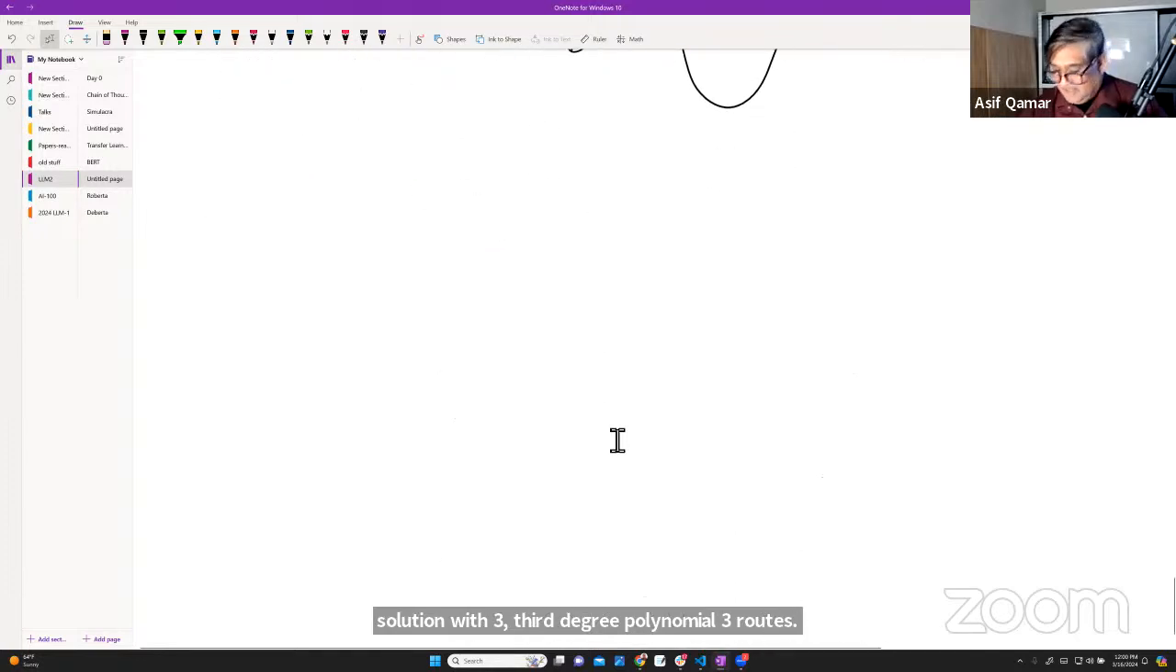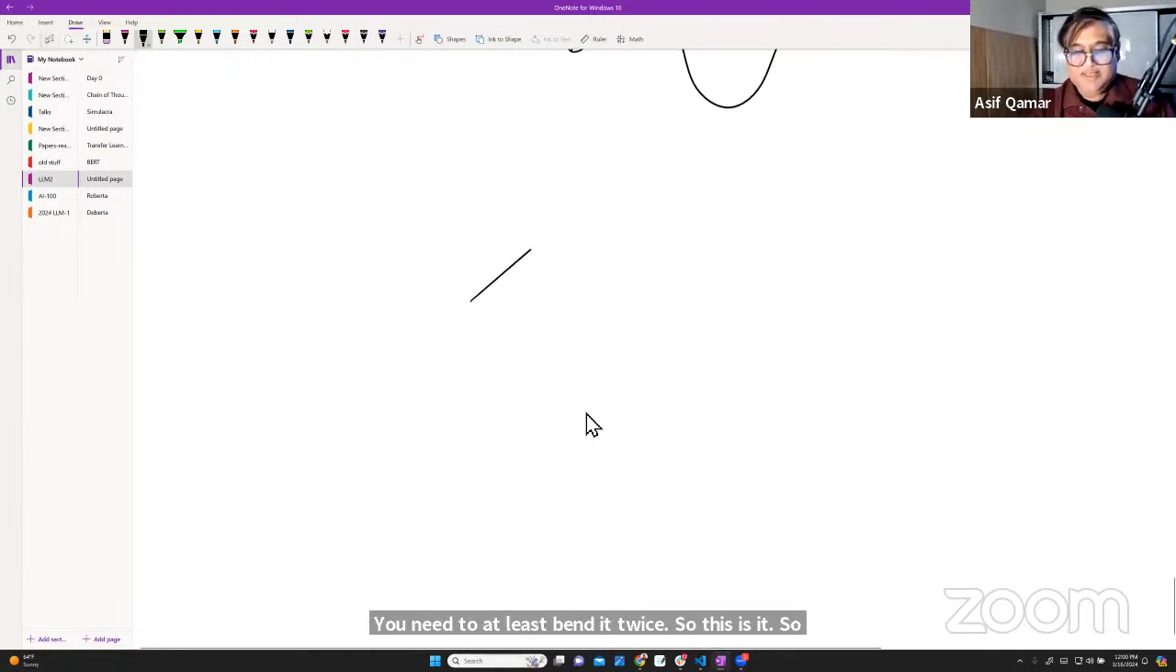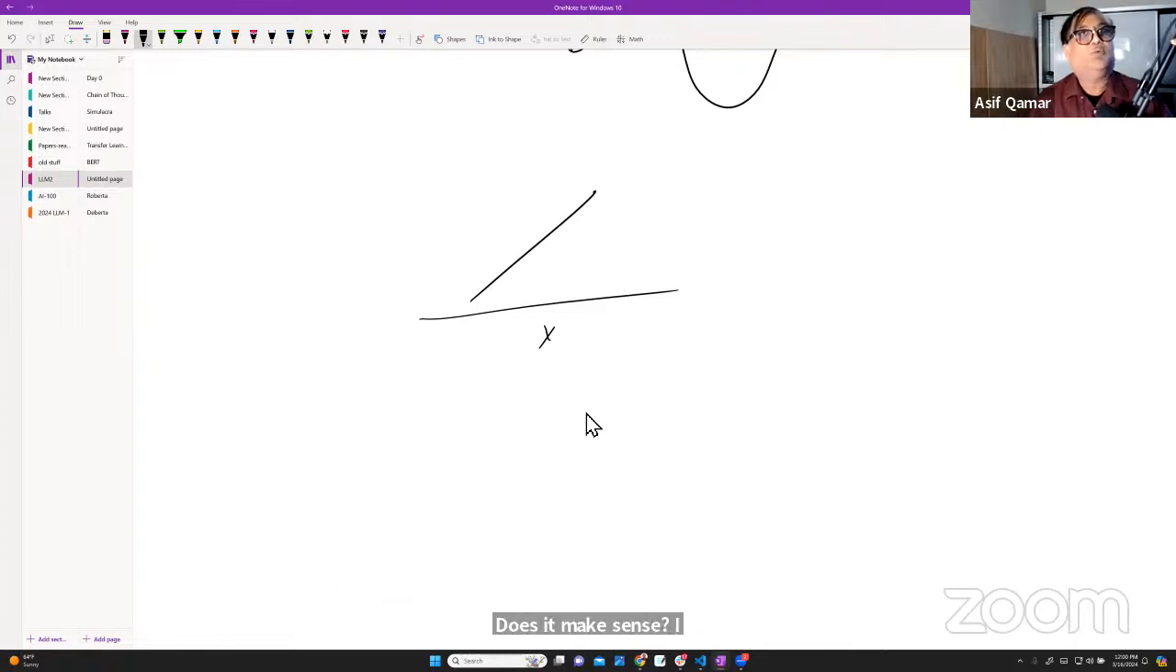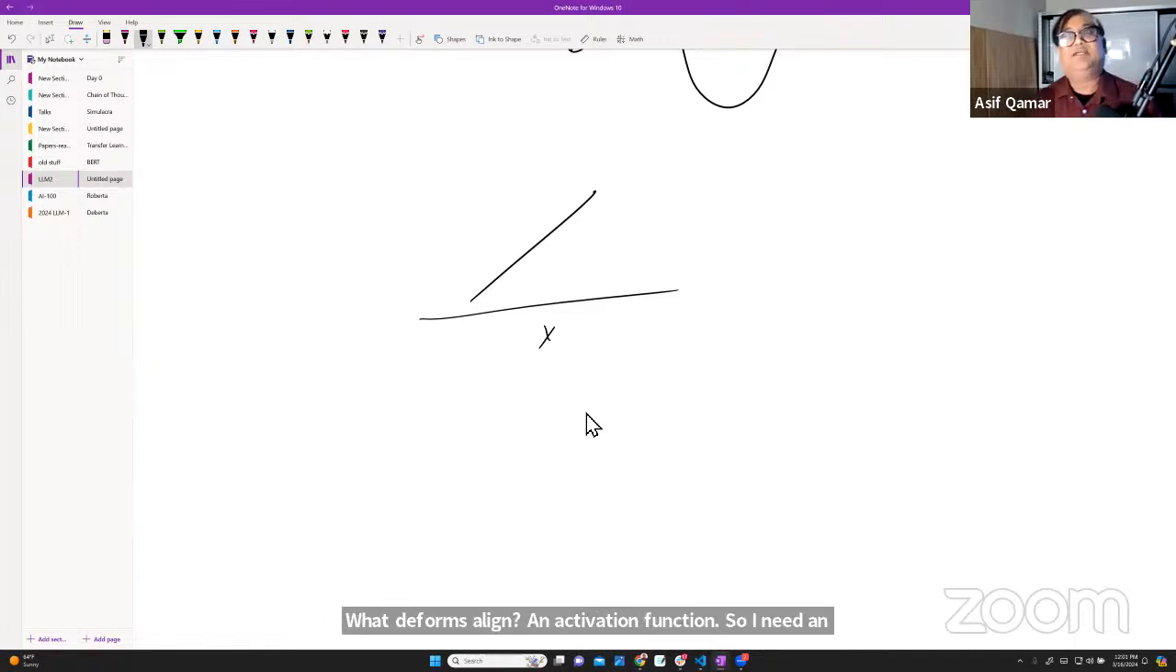So now think about it. If I take a linear thing and I want to produce from this x as an input something that contains at least x squared, what do I need to do? I need to bend it, right? Does it make sense? I need to deform this line. What deforms a line in the world of neural networks? An activation function. So I need an activation function. And now you realize why activation functions are at the core of achieving the universal approximator behavior, right?